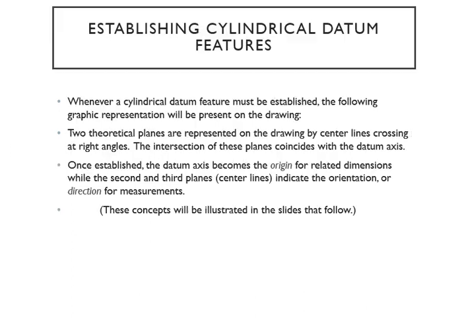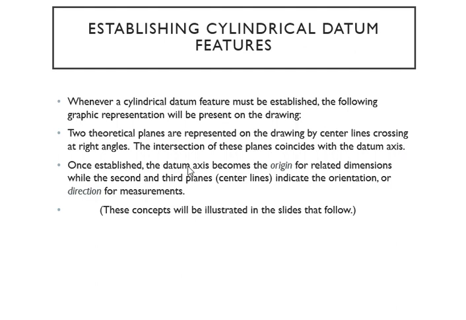All right, so let's go into another one. We have to establish the cylindrical datum feature, and we are going to do that by using some examples. First, on your drawing, we're going to have two theoretical planes and a center line crossing at right angles, and the intersection of those planes is going to be your datum axis. It's kind of like trying to locate the datum axis by using two planes. When the two planes are at right angles and cross each other, we are able to locate this axis and establish it.